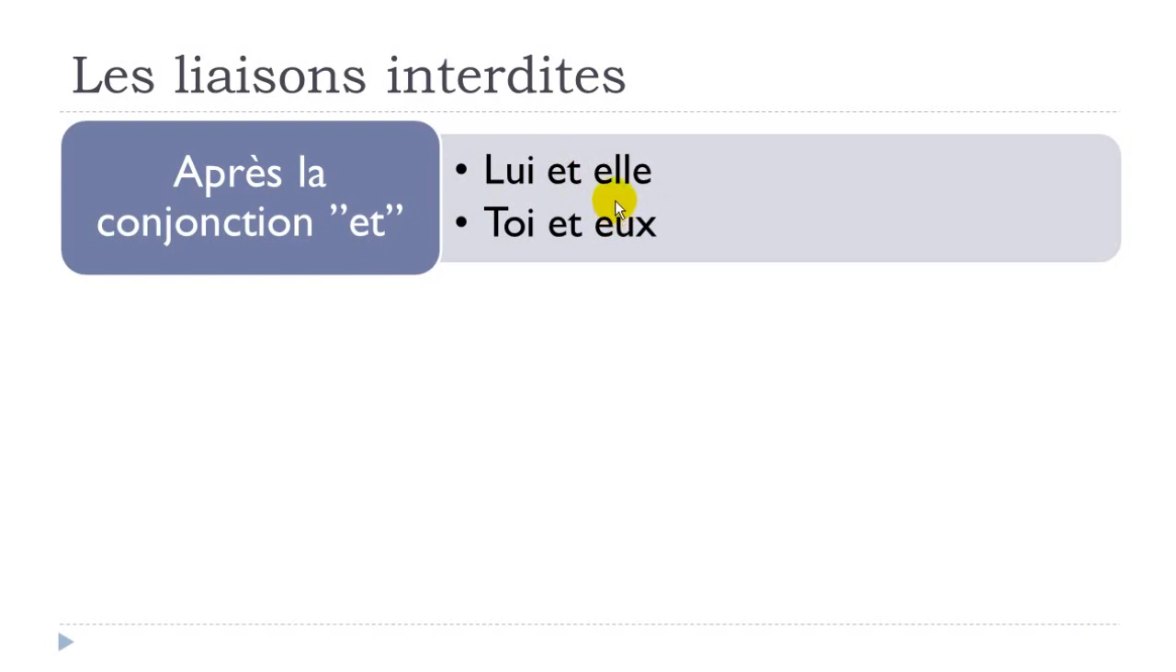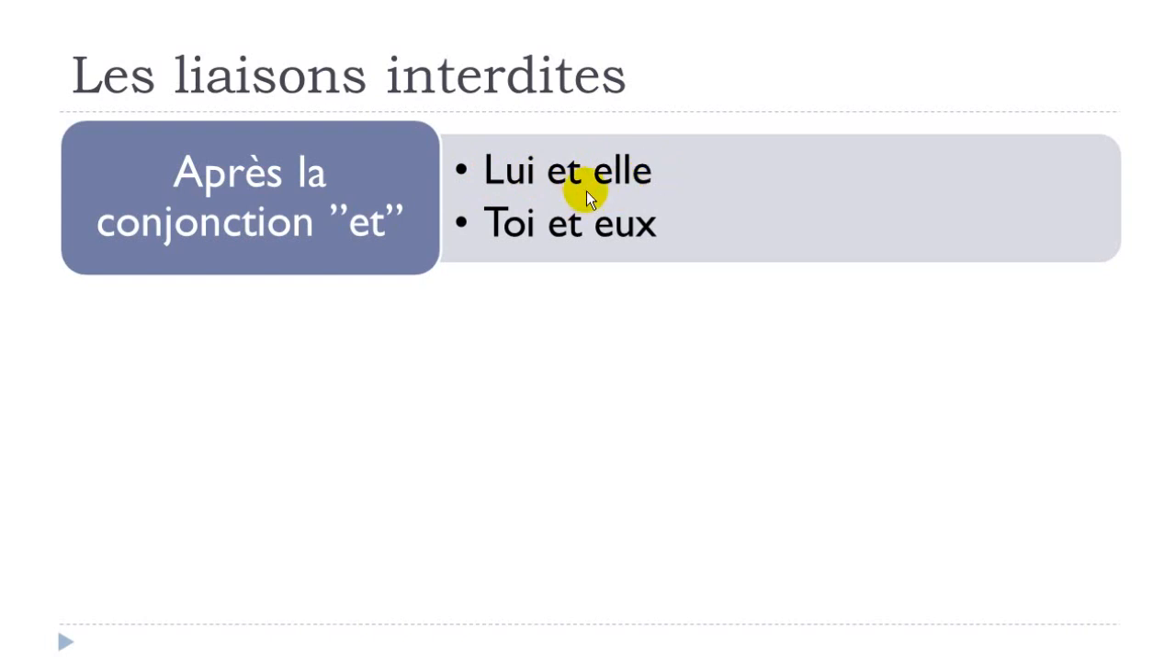But in that case, sorry about that, the rule is really strict. So after this conjonction et, like we've got here, you don't make any liaison. So no links after et. Okay? So if you want to read it correctly here, it will go like lui et elle.